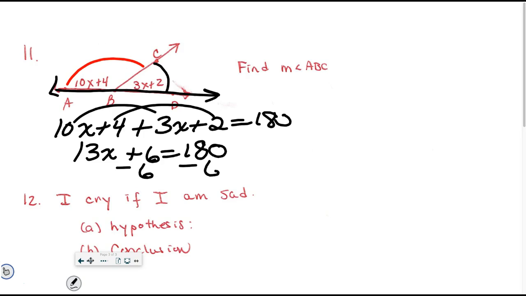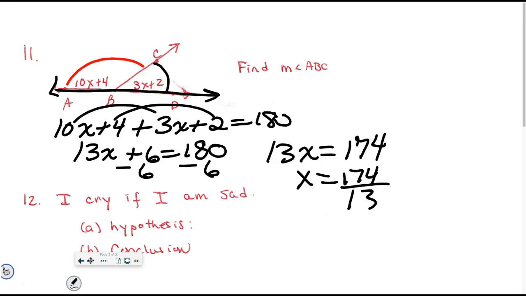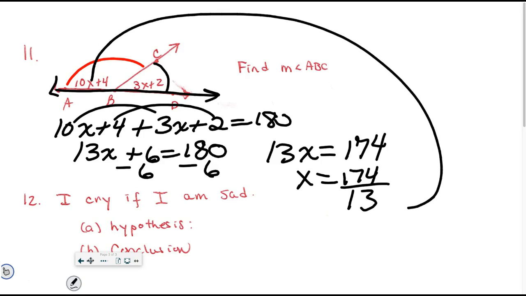We subtract 6. We get 13x equals 174. Is that right? And then I would divide both sides by 13. What's 174 divided by 13? Doesn't come out very nice. 13x plus 6 equals 180. I wish I had made one that came out a little nicer, but I'm just going to leave it as x equals 174 13ths, I guess. That certainly isn't very user-friendly, so I apologize for that. It'll come out nice on your test. And then remember, once you get the x, you have to go plug it in. So if I had a 10, I'd do 10 times 10 plus 4.